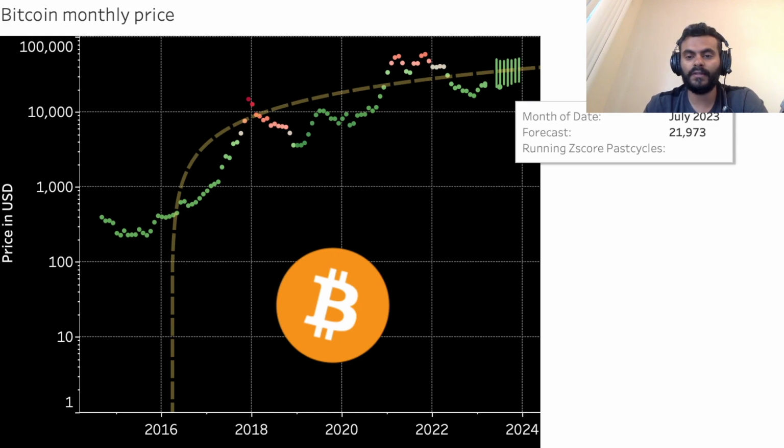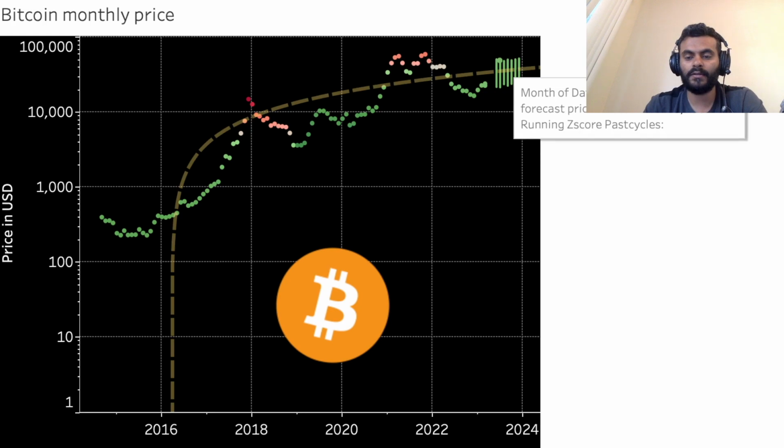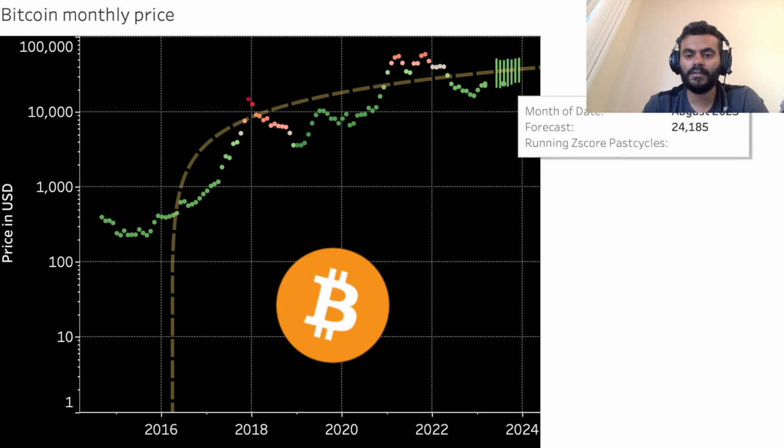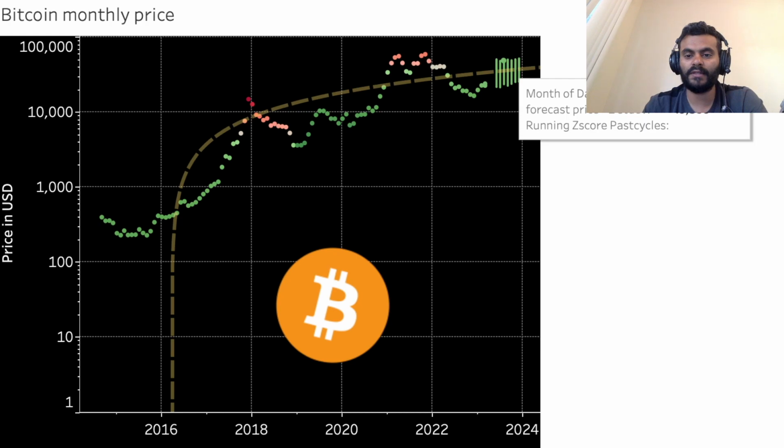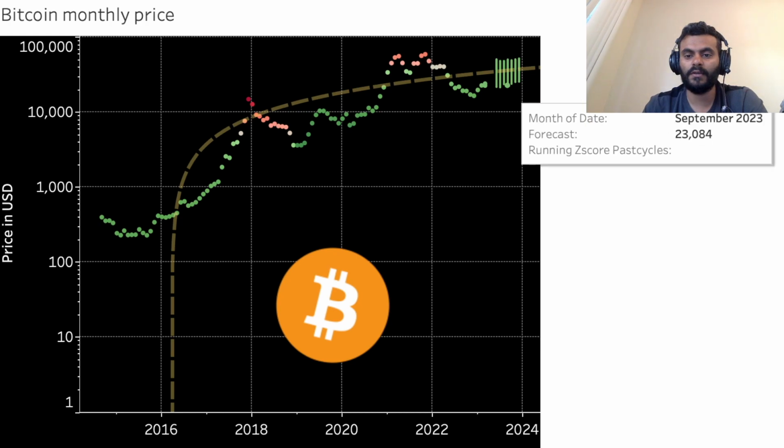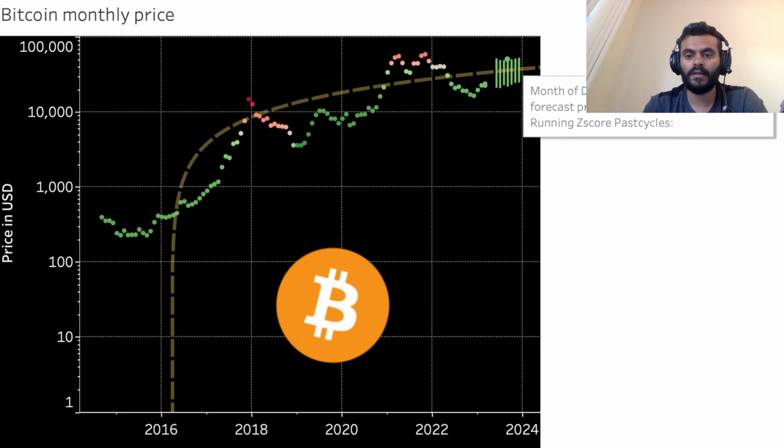In the month of July, the forecast is 21,000 at a base, and the theoretical ceiling is 49,500 based on the extreme bullish forecast, which is two standard deviations away. The third month is August, 24,000 as a base, and 49,300 as a bullish scenario. For the fourth month, the base is at 23,000, and the two standard deviation away price is 51,000.